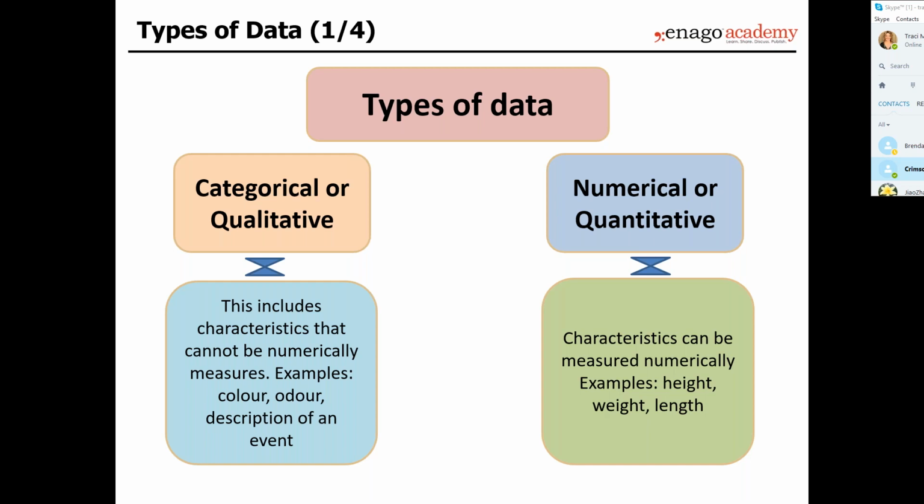Numerical, on the other hand, is a number. So the examples that they gave here are height, weight, length, etc. Anything that would actually be identified via numbers.